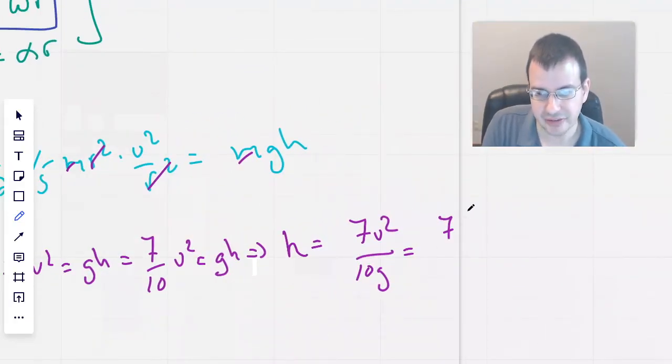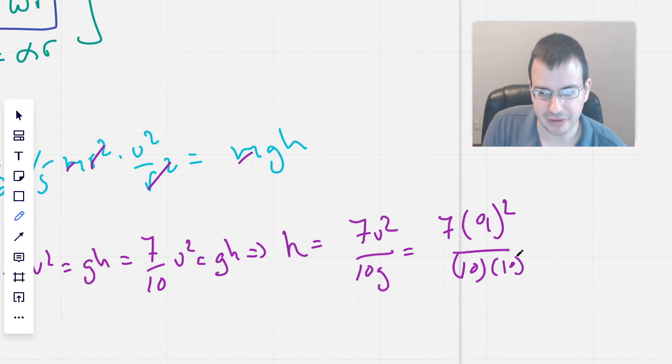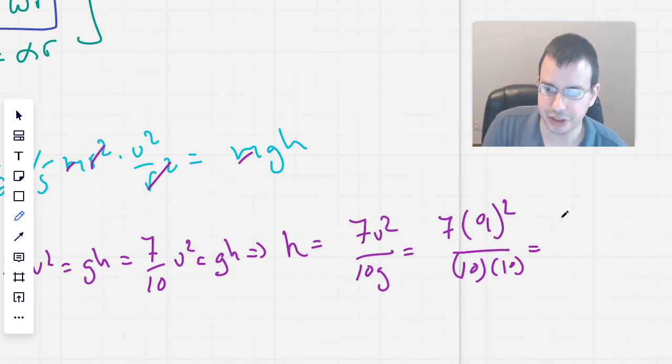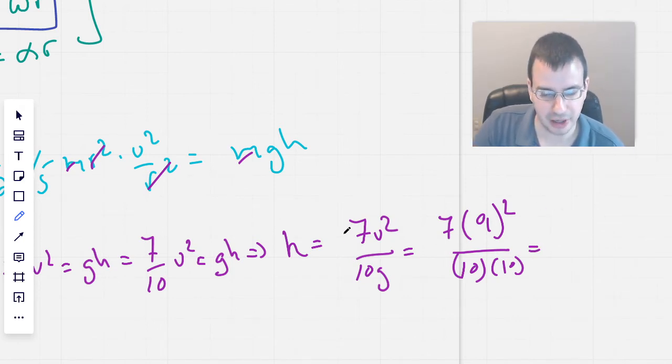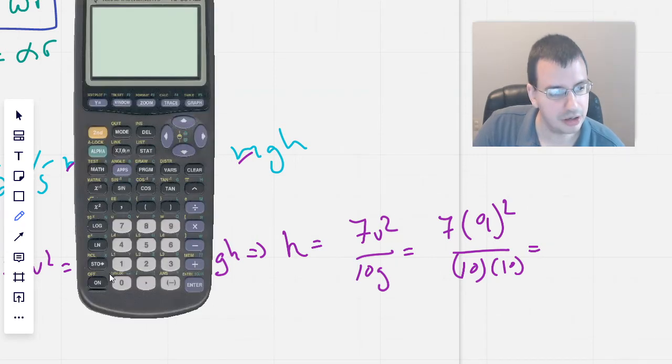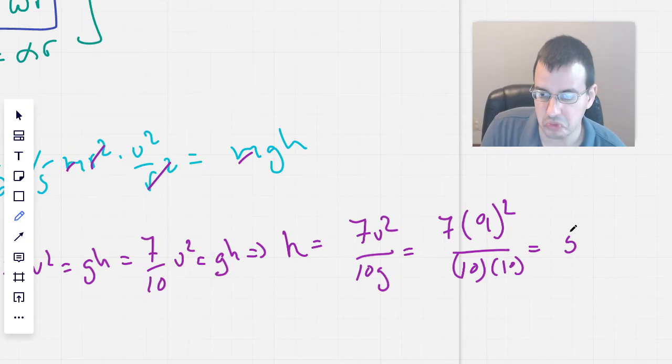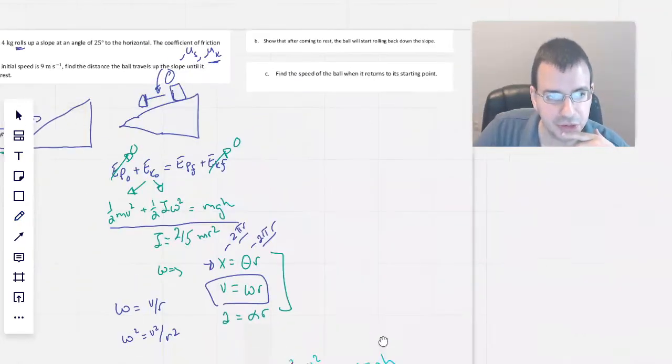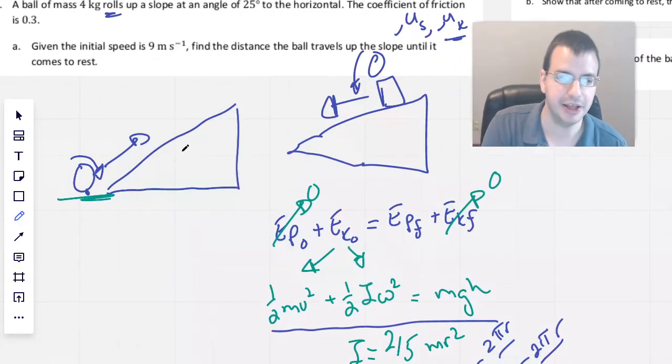Which is 7 times, our initial velocity was 9 times 10, and then I'm just going to round off gravity to 10 to keep things simple in life. So we have 7 times 81 divided by 100. Go to our calculator, on, clear. 7 times 81 divided by 100, and that gives us 5.67, which is respectable meters. So we take 5.67, that's going to be this height right here.